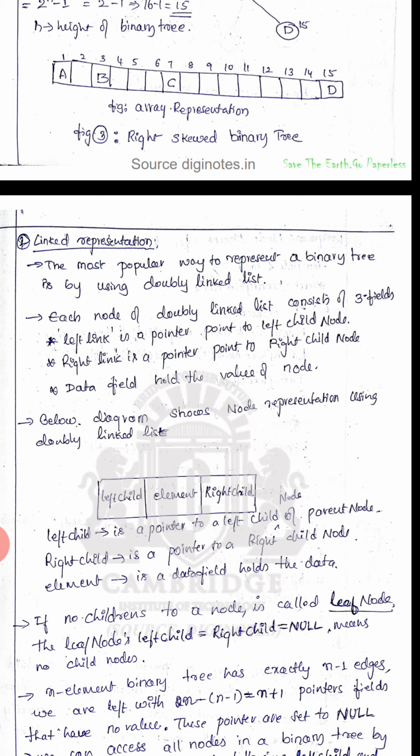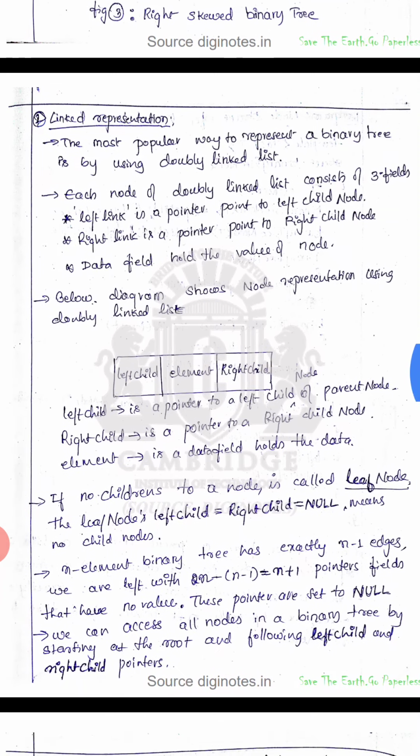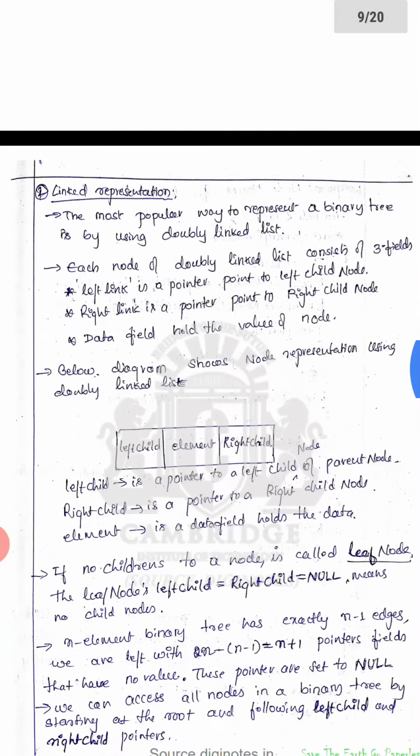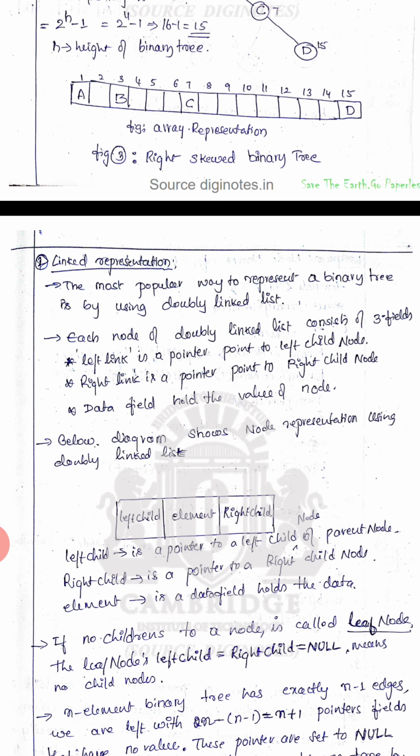Then what is this doubly linked list? It consists of three fields: left link, right link and data field. The data field is used to store the data. The left link stores the address of the left node, and the right link is used to store the address of the right node. In a binary tree, we can consider the data field contains the element, the left link contains the left child and the right link contains the right child, in the sense right binary tree, left binary tree.